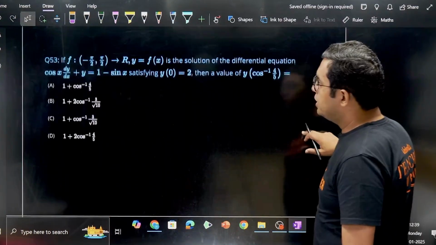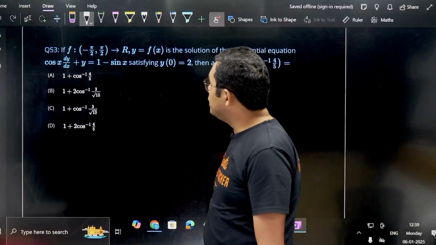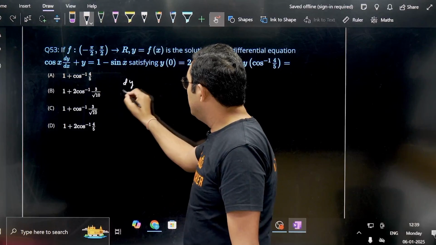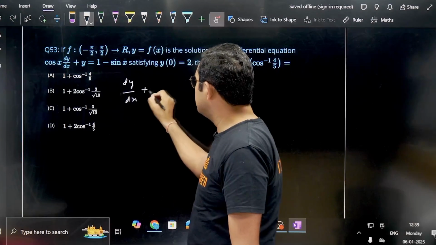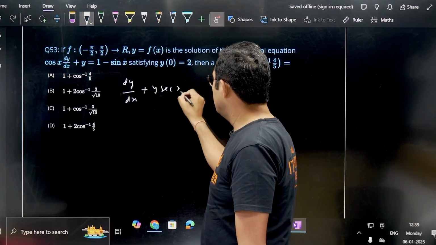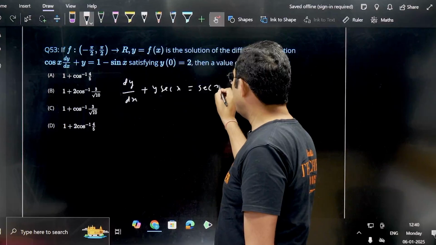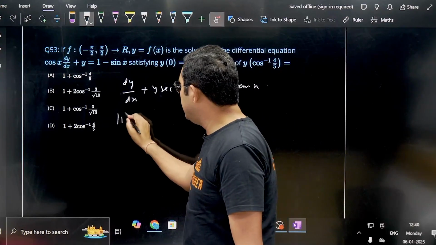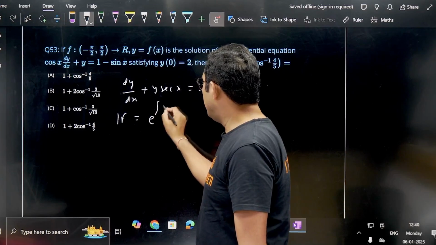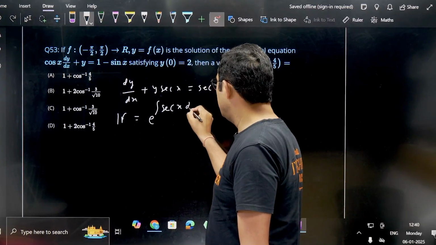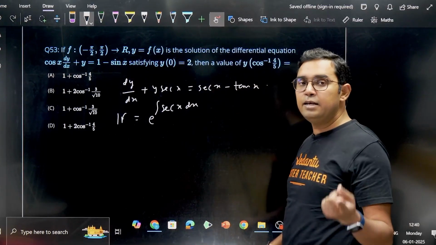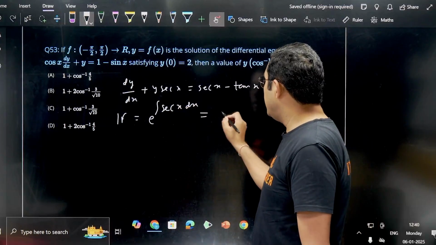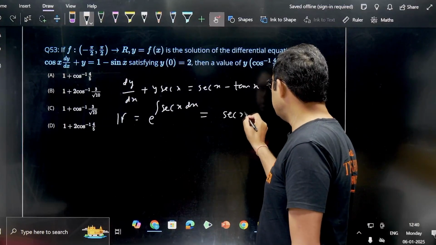Coming to the next question, this is from differential equation. We have to solve this differential equation, and it is actually a linear differential equation if I write it like this. Y into secant x is equal to secant x minus tan x. In this the integrating factor will be e raised to the power integral secant x dx. Integration of secant x is ln of secant x plus tan x, and it is raised to e. So e and ln can be removed, so we get just secant x plus tan x.